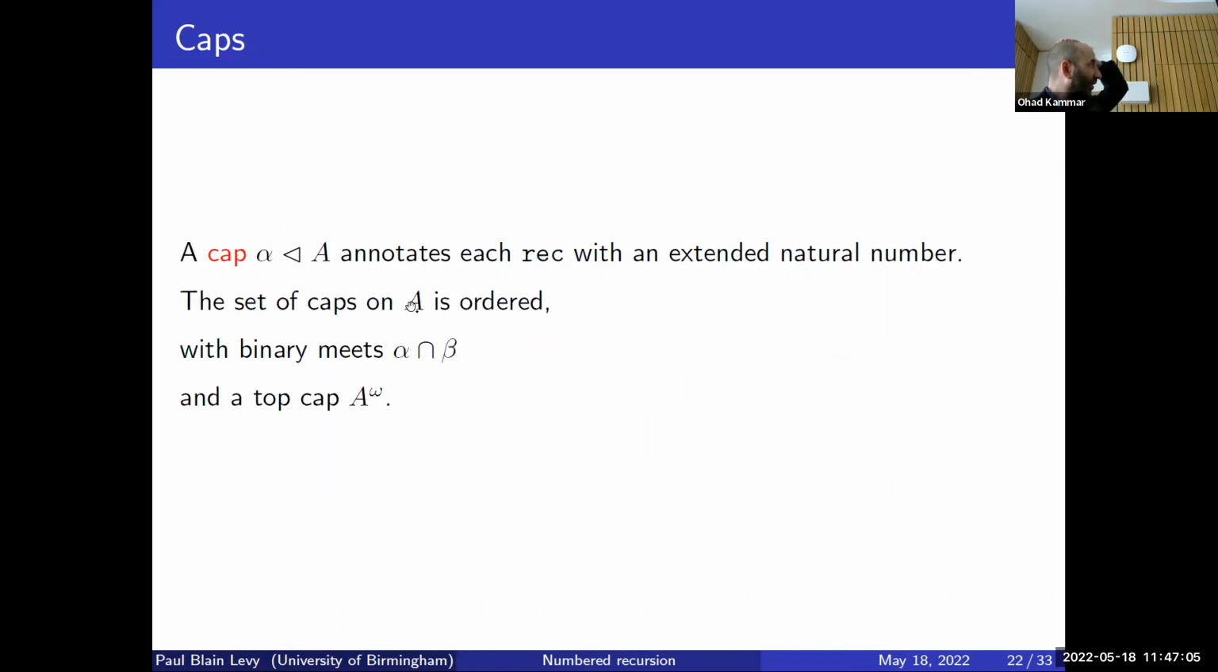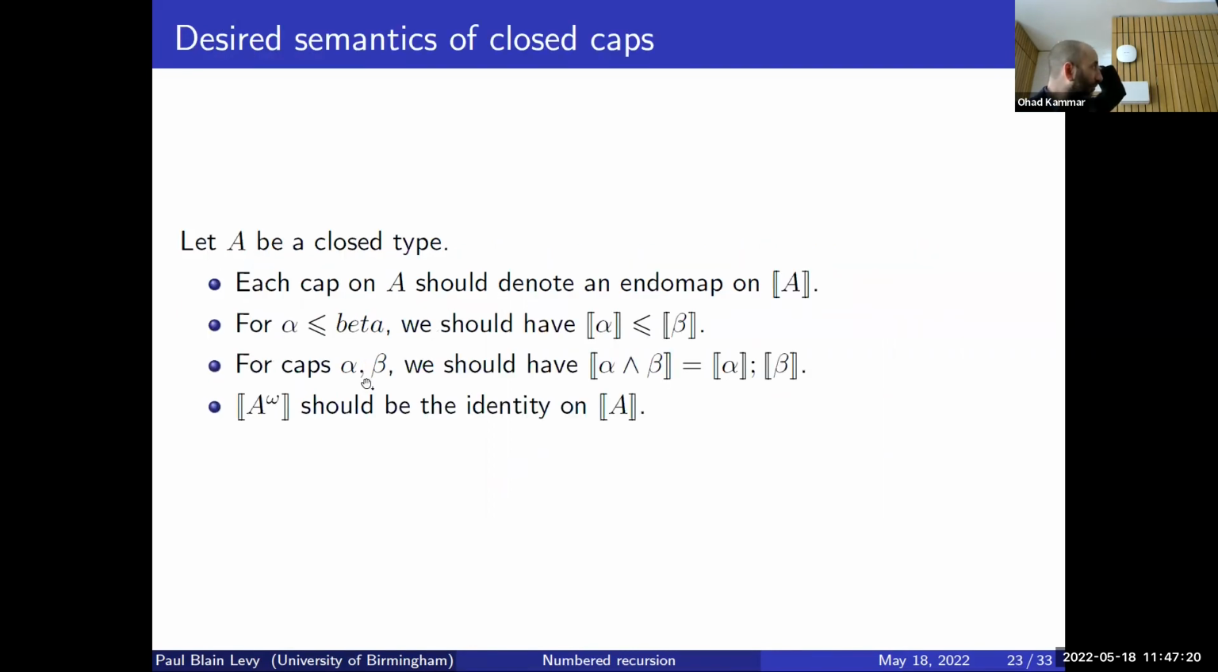So obviously, the set of caps on A is ordered. It has, oh, that should be a wedge, not an intersection, sorry. It has binary meets, and there's a top cap, which just means that we're writing omegas everywhere. Okay, and here's what we want to say.